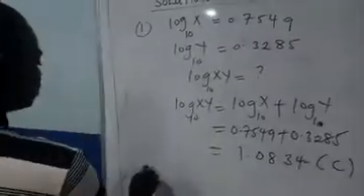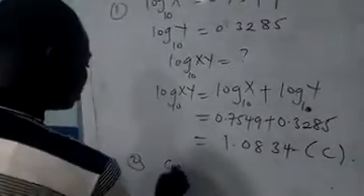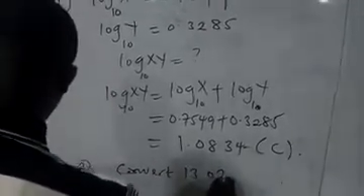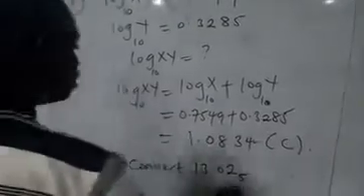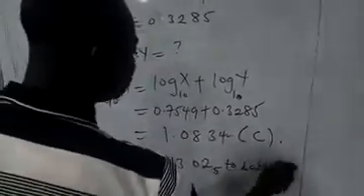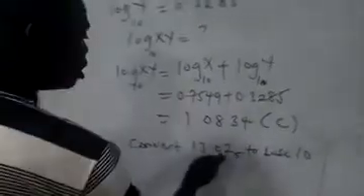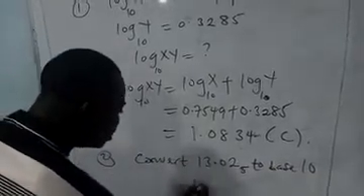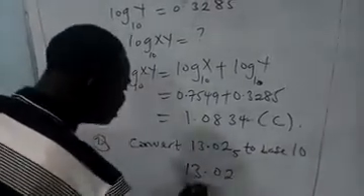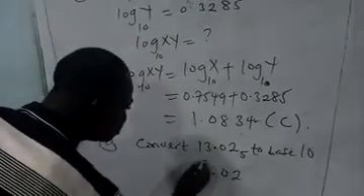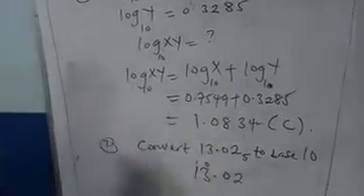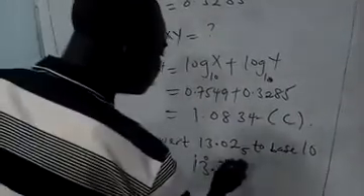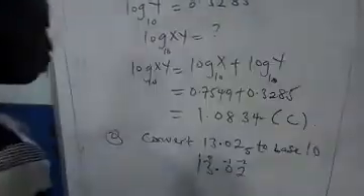Okay. Now number 2, we have to convert 13.02 base 5 to base 10. Of course, this has a decimal point. When you have a decimal number, the whole number part starts with power 0, 1 from the right hand side. Anything after a decimal point must be minus 1, minus 2, minus 3, and so on and so forth. So take note of that.